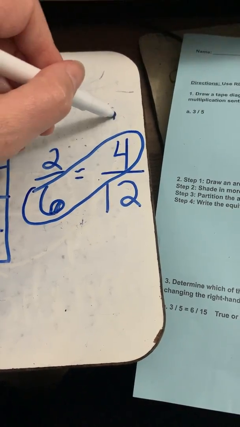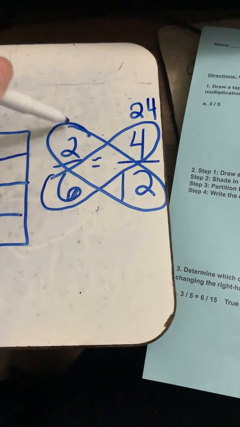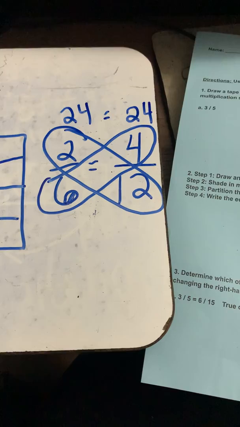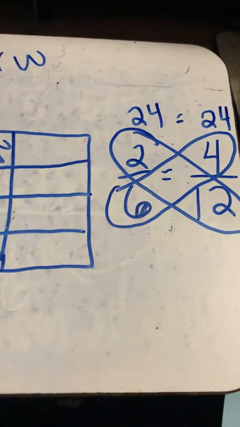6 times 4 is 24. And 2 times 12 is 24. And is 24 equal to 24? Yes, it is, my friends. So now we know that 2/6 is equivalent to 4/12. So that is how you would solve question number 2.